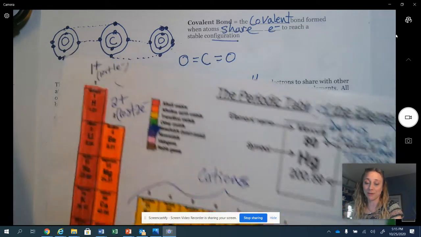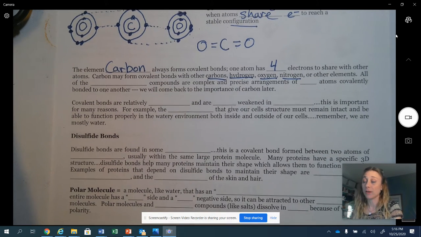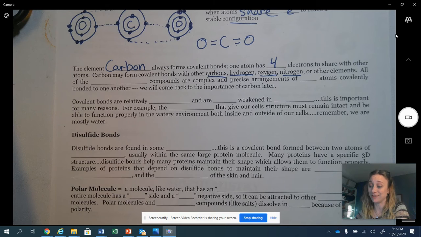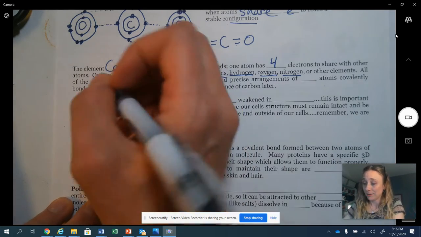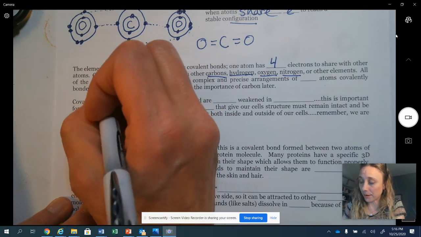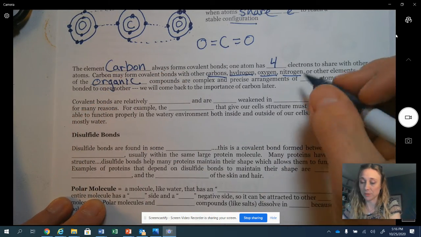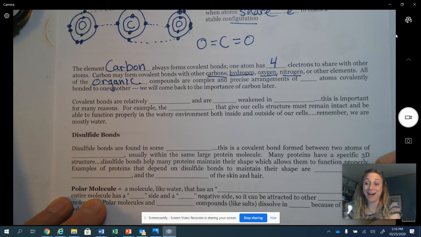Okay, so carbon does this, and it could do it in 4 different directions. So it's a really nice building block. It's like a fancy Lego, and that's how we can build all life on Earth. Carbon is the building block of all life and all the organic molecules that make us living beings. You can't have a living being on Earth without carbon. So all organic compounds are complex, precise arrangements of these non-metals.